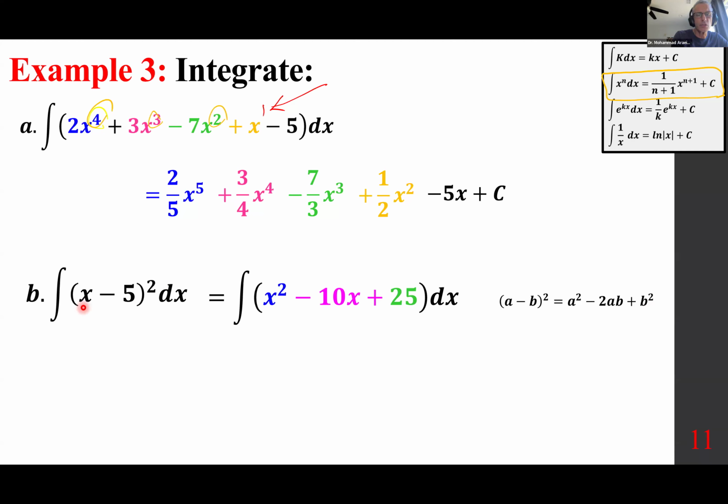And then term by term, this exponent is 2. So again, we're going to go with the power rule. We add 1 and we divide by it: 1/3 x cubed. This one, the exponent is 1. We add 1, it becomes 2, and we divide by it. Negative 10 divided by 2: negative 5x squared. Plus 25x and a constant. So the final answer: 1/3 x cubed minus 5x squared plus 25x plus c.